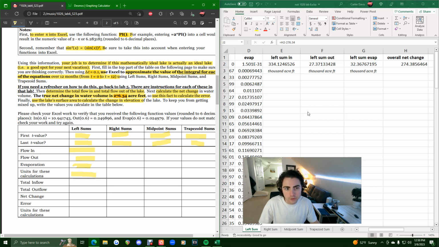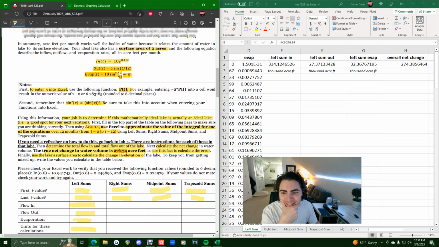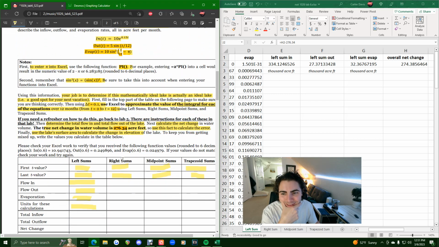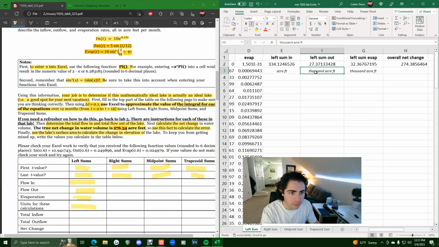Units for the calculations would have been 1,000 acre-feet. Oh, it might not have been 1,000 acre-feet. I think I was mixing it up with the last lab. Hold up, I'm glad I caught that, because that could have led to confusion. I guess it's just acre-feet. Sorry about that, I was still in the last lab mode. Let's get rid of that. All right, we're just using regular acre-feet.